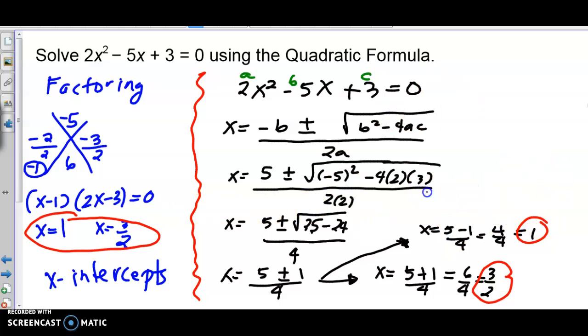The quadratic formula works for all, but the factoring method definitely only works for quadratic equations that are factorable. So there are advantages and disadvantages in using each method. Okay, so that's an example on how to use the quadratic formula. Let's look at another one in the next slide.